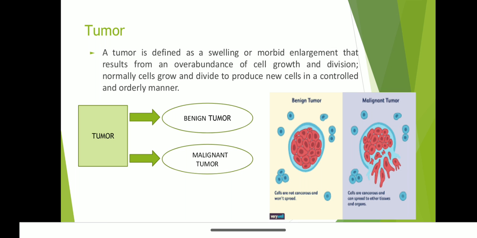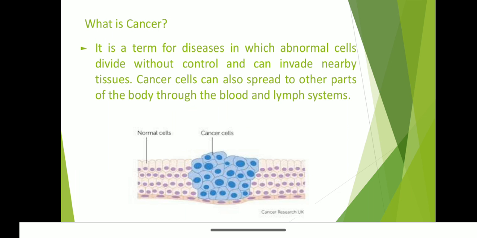Malignant tumor is a cancerous tumor. These cells are abnormal and divide uncontrollably without order. These cells often spread to and damage nearby tissue and may spread to other parts of the body, which is known as metastasis. And now we may move on to know about cancer. What is cancer? It is a term for diseases in which abnormal cells divide without control and can invade nearby tissues. Cancer cells can also spread to other parts of the body through the blood and lymph system.